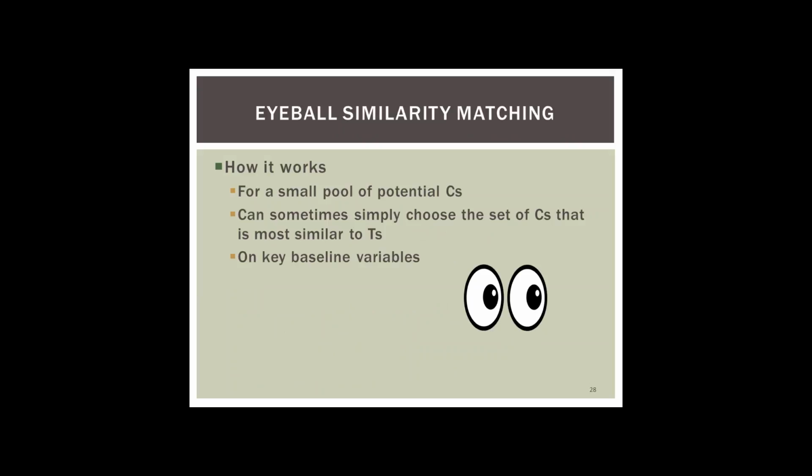So eyeball similarity is exactly what it sounds like. It's using your eyes to figure out how close matches are. It works if you have a very small potential pool of comparison units. Basically, you simply choose the set of comparison units that is most similar to the treatment units on your matching characteristics. For example, suppose we have 2 treatment schools within a district and you want to identify 4 comparison schools within the same district. You might be able to figure out which 4 schools are best matched based on demographics and achievement scores.